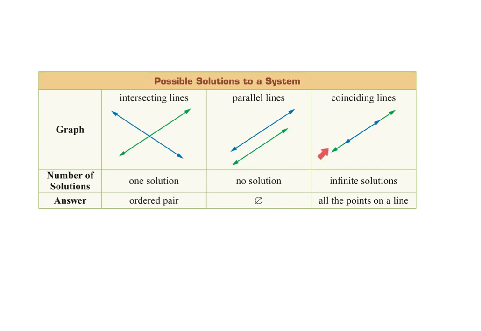And then the last thing is they coincide. They are the same line. The number of solutions you have is infinite, and your answer is all points on the line. The way you give me the answer is you just write the line equation, y equals mx plus b, and that's your answer for that one.